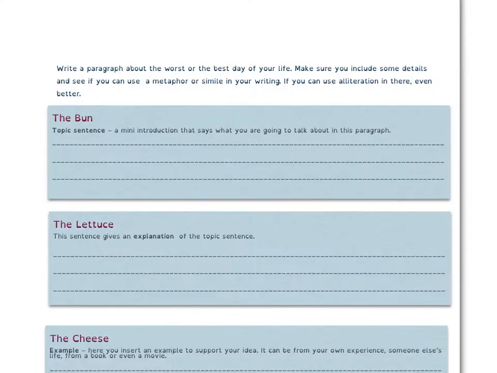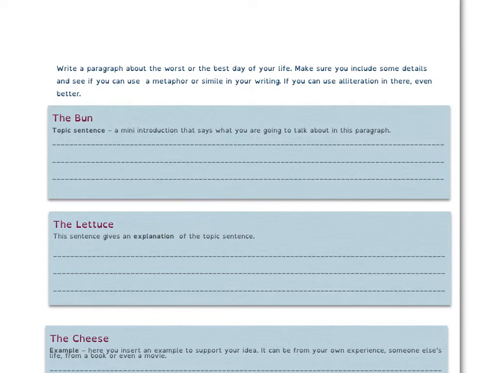Okay, what you see here in front of you is what you will actually use to write your own paragraph. What I've done here is I've given you a question that I want you to write about in this paragraph. And this question is, write a paragraph about the worst or the best day of your life. Make sure you include some details and see if you can use a metaphor or a simile in your writing. If you can use alliteration in there, even better.